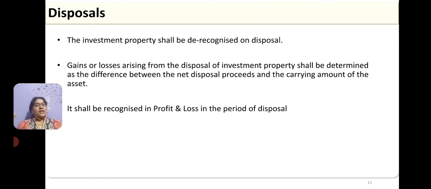Then if you are making any gains or if there is any loss arising out of the disposal, should be taken. How do you calculate? You compare it with the carrying amount with the actual value of the disposal. Then if your value of disposal is greater than the carrying amount, then it results in gain on disposal. Or if you are disposing at the lesser than the carrying amount, then it results in the losses. So any such profit or loss should be recognized as an item in the statement of profit and loss.